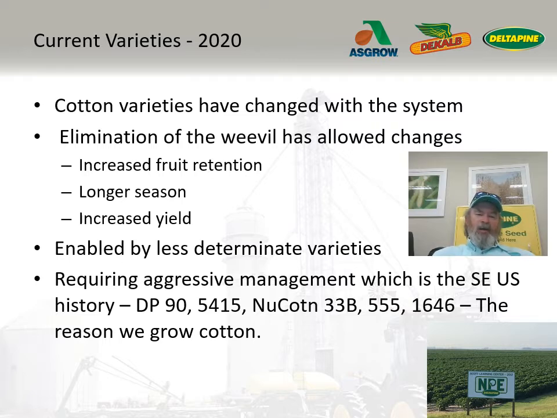All of this has really been enabled by less determinate varieties that are coming out of breeding programs today. The payoff for that is those varieties require a somewhat more aggressive management approach. We've learned this over time with a lot of the germplasm that's entered into the marketplace over the last 40 years or so. Things like Delta Pine 90, 5415, NewCotton 33B. Everybody remembers 555, and now we're on to 1646, which is the biggest cotton variety in the U.S. today. Really, these varieties point out a lot of the reasons that we actually grow cotton. And that being a cotton plant is very resilient. It can respond to stresses. It can come back from stresses when those things happen.